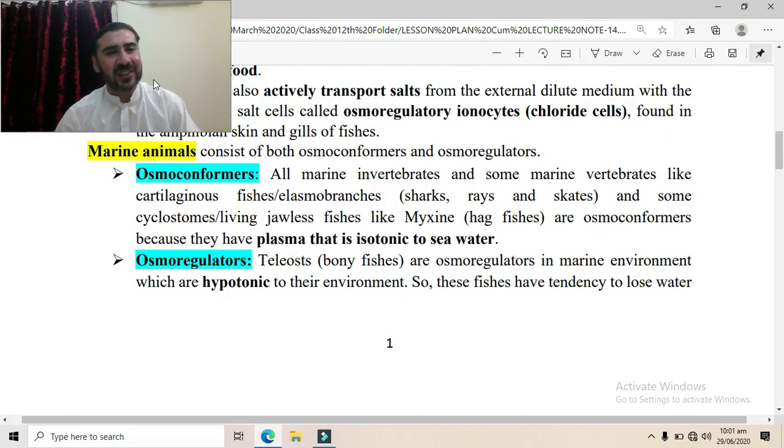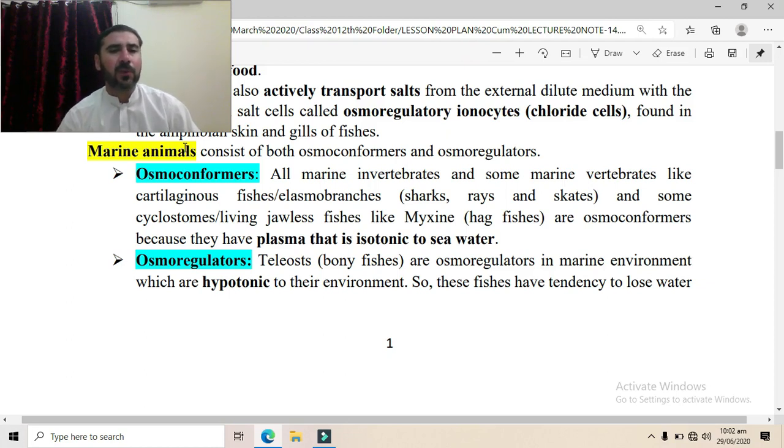Dear students, today we are going to study the topic osmoregulation in marine animals. In the previous lecture, we started the broad topic of osmoregulation in animals of different environments. We have already studied the first part of that broad lecture, osmoregulation in freshwater animals. Today we are going to study the second part, osmoregulation in marine animals.